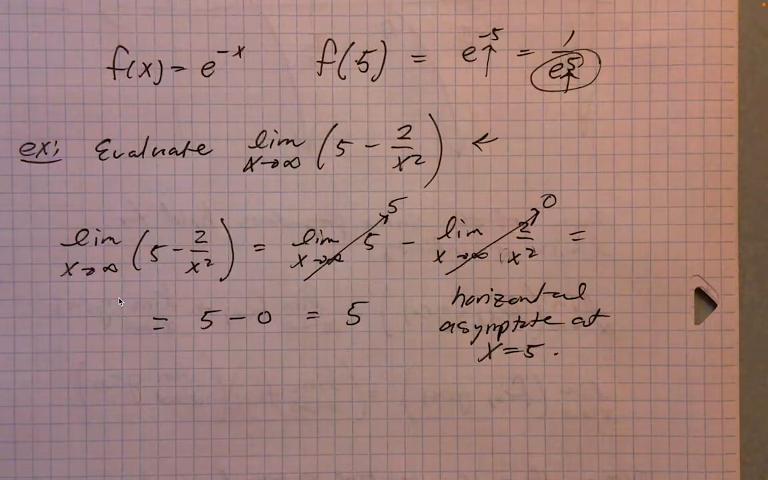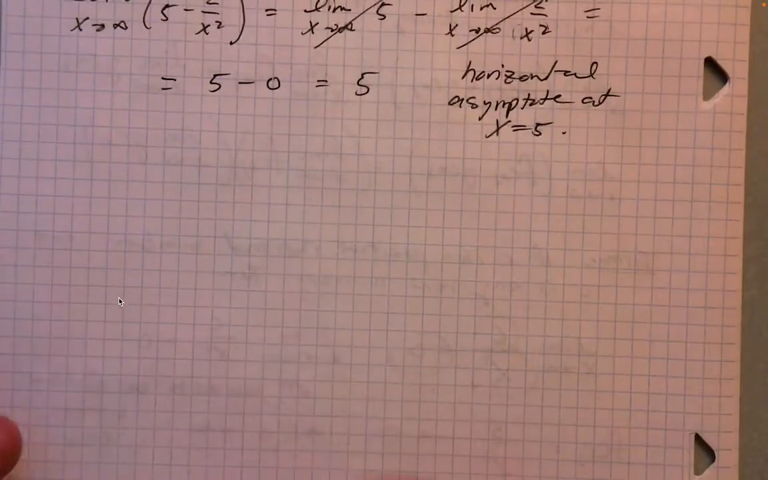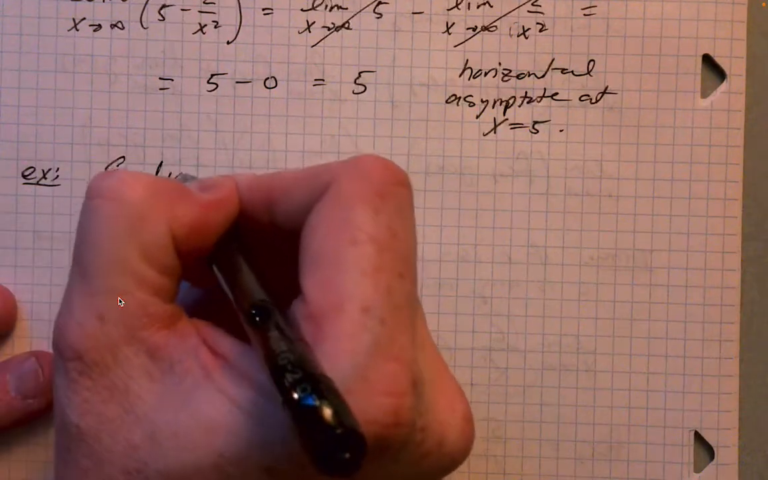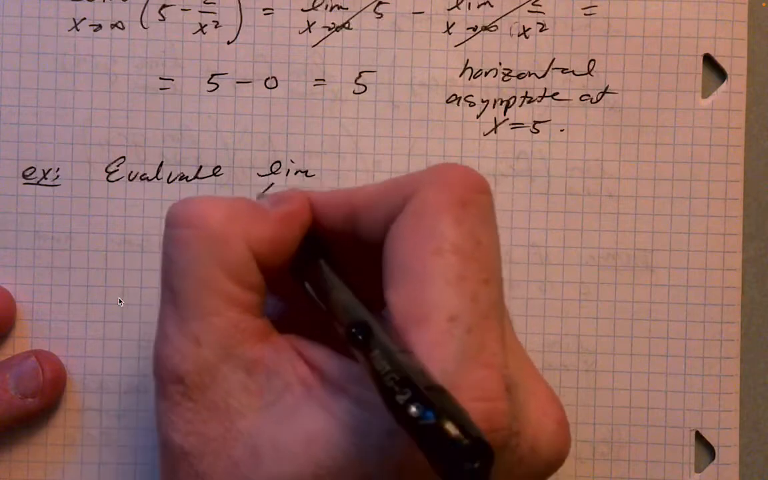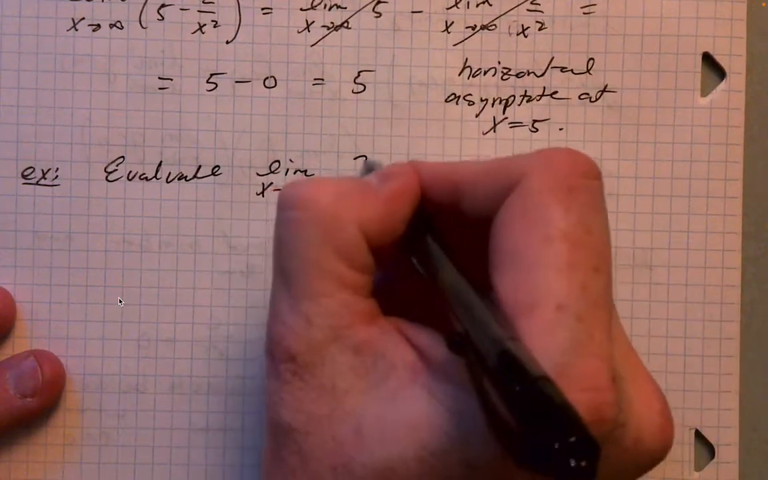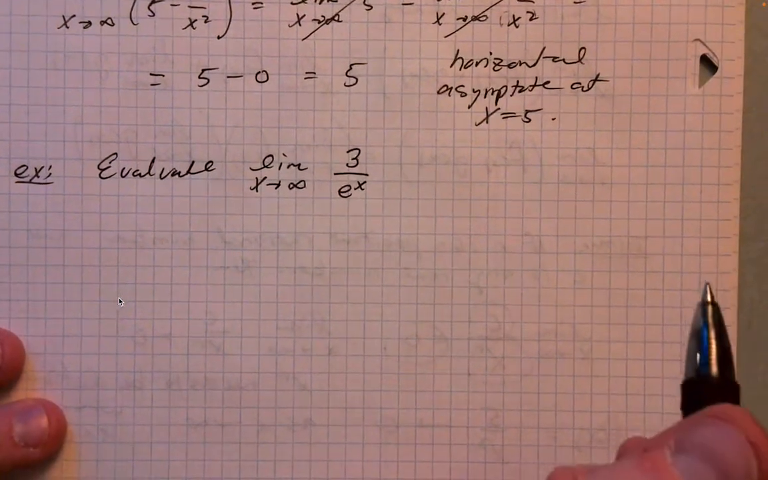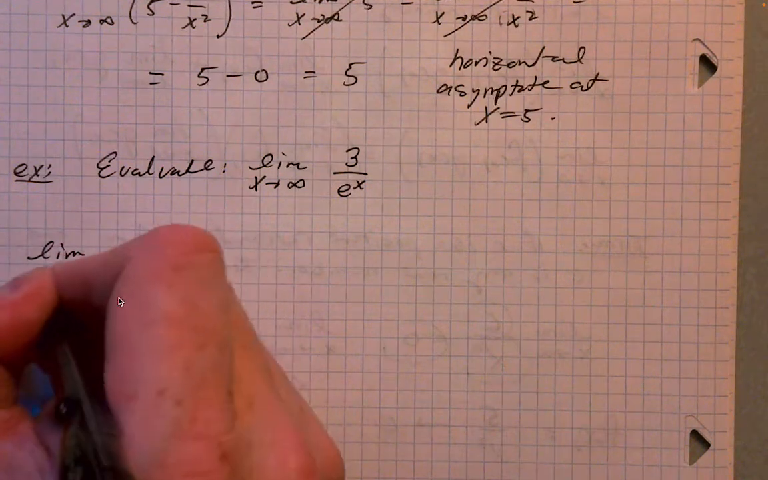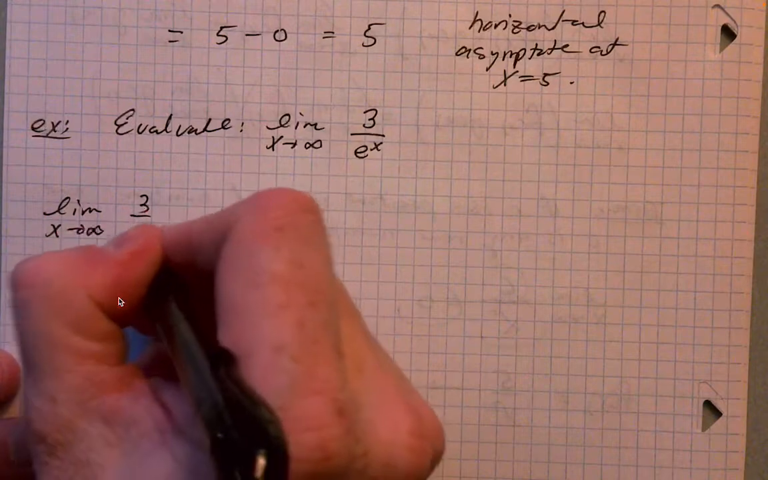Okay, so good example there. Let's do one using the exponential. So another example, let's evaluate the limit as x approaches infinity of 3 divided by e to the x. Okay. So the limit as x approaches infinity of 3 over e to the x.